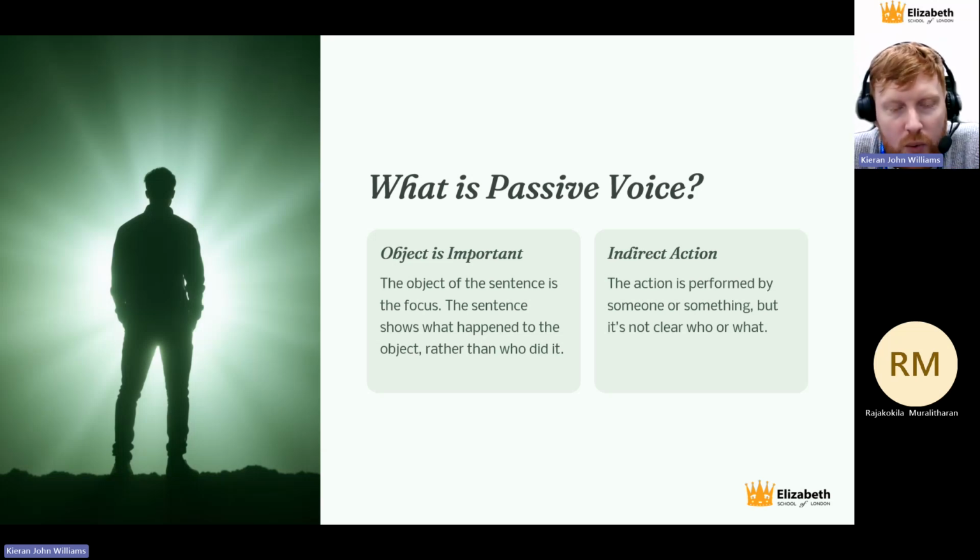Okay. So in the passive voice, the action can be performed by someone or something, but it is not clear who or what did it. The other important thing about the passive voice is that the object is the most important part of the sentence. So we want to know what happened to the object. We don't really care about who did it or what did it.